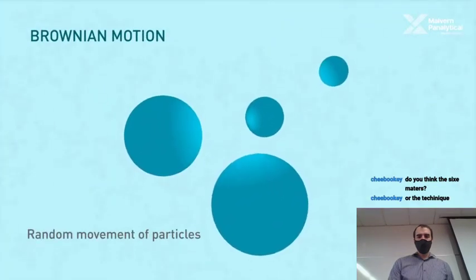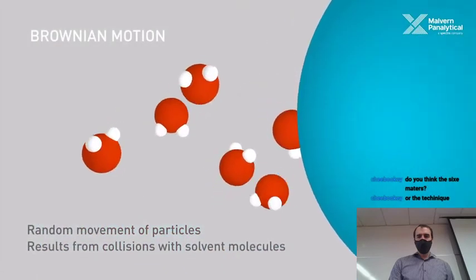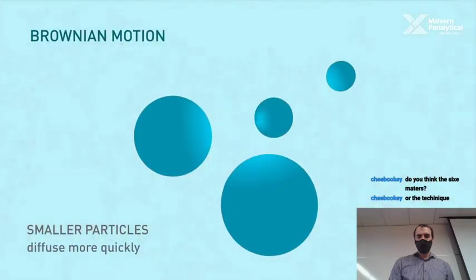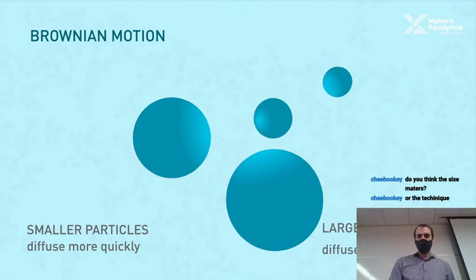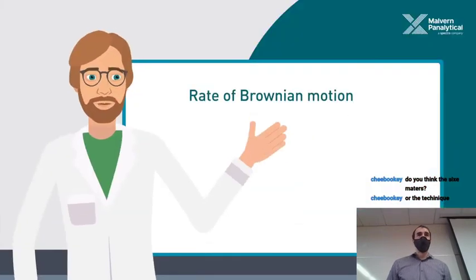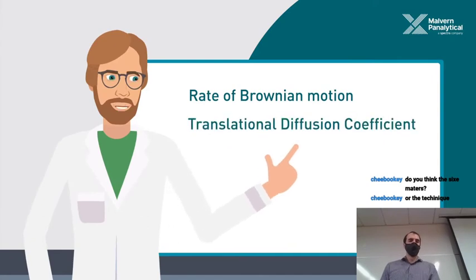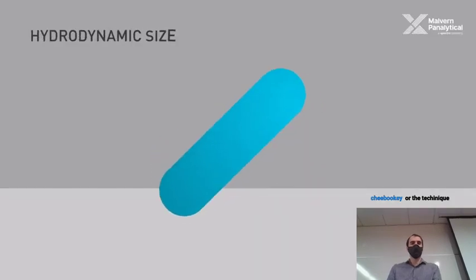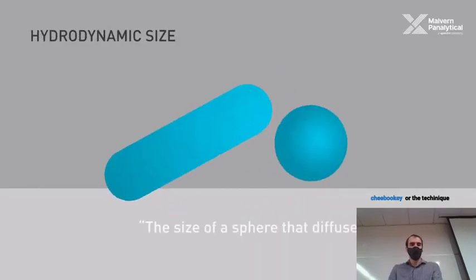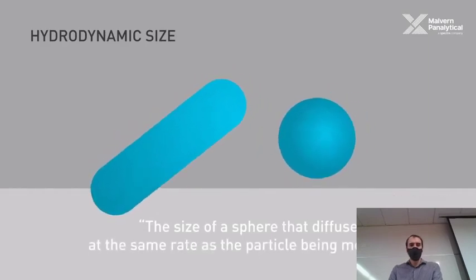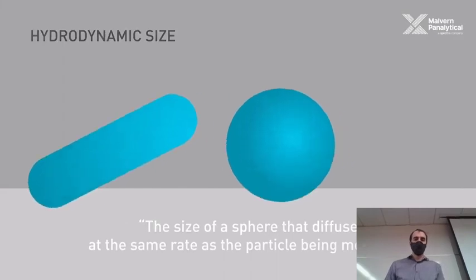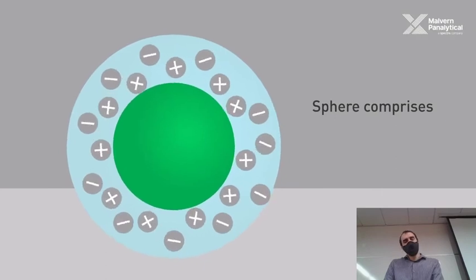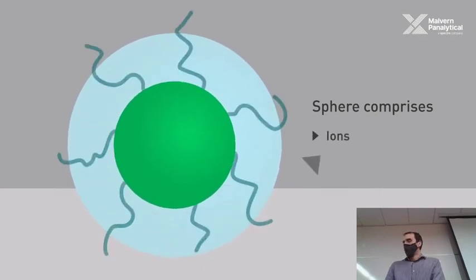Brownian motion is the random movement of particles which results from their collision with solvent molecules, such as water. Smaller particles move or diffuse more quickly, and larger particles diffuse more slowly. The rate of Brownian motion is quantified as the translational diffusion coefficient, which is often represented by a capital D. The hydrodynamic size measured by DLS is defined as the size of a sphere that diffuses at the same rate as the particle being measured. This sphere comprises the core particle plus anything which is bound to its surface, for example, any ions or adsorbed polymers.